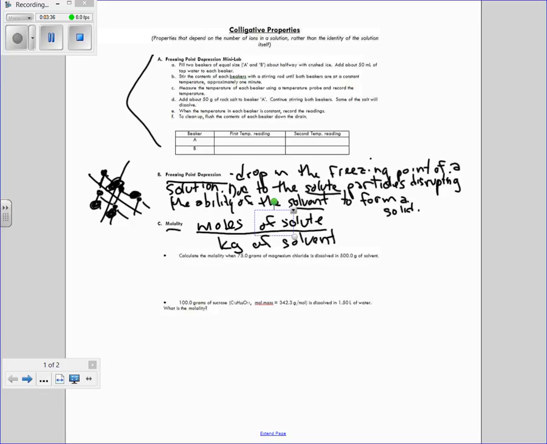So I want you to practice. We're going to do 2 practice problems with this, and then that will lead us into actually getting back to freezing point depression. So bear with me as we take this short detour. It says calculate the molality when 75 grams of magnesium chloride is dissolved in 500 grams of solvent.